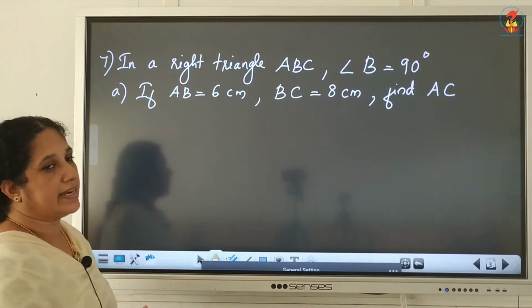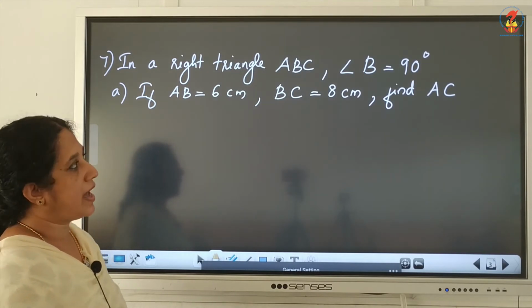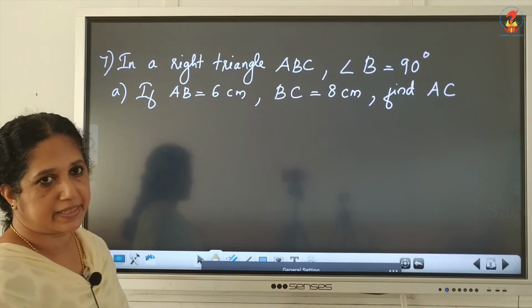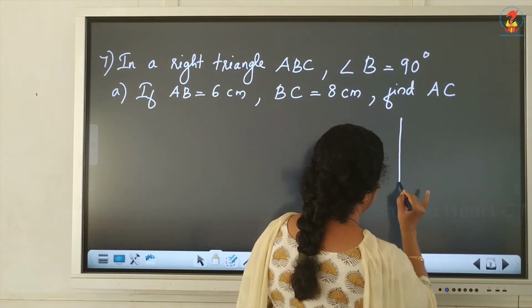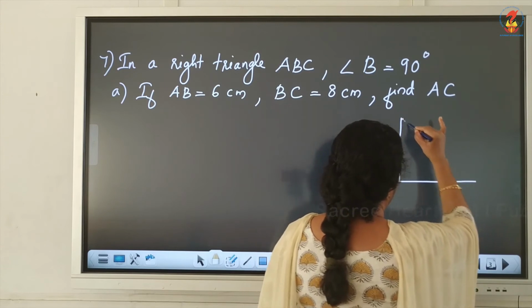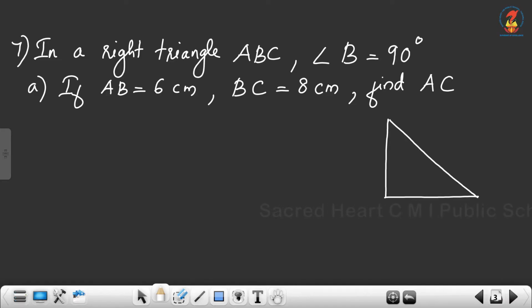In a right triangle ABC, angle B equal to 90 degree. So, a right angled triangle is given. Right angled triangle. And angle B equal to 90 degree. That means the right angle is angle B. Therefore, A, B, C, angle B is equal to 90 degree.